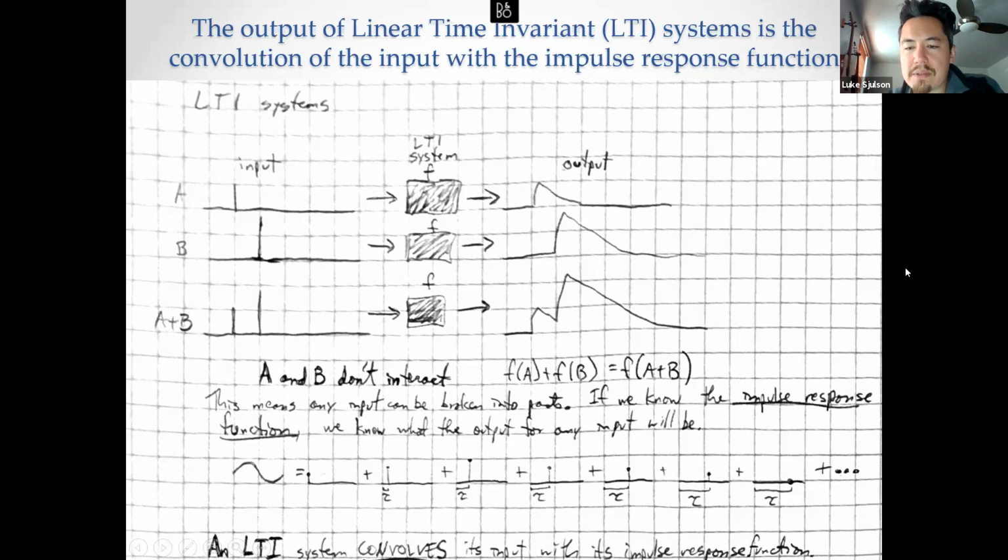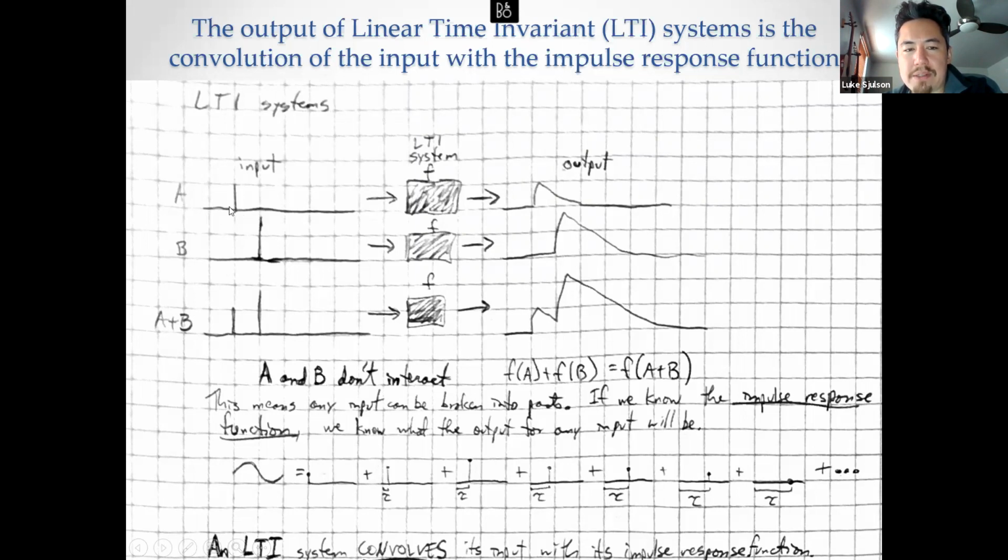What that means is that any input can be broken down into parts, for example, sinusoids. If you were to pass each sinusoid through one at a time, then you would know what the response to the whole input would be. That's what I was saying: if we know what the impulse response function is, we know what the output will be for any input, because you can imagine it broken up into impulses that are shifted in time and scaled in size. Okay, so anyway, that's the notion of convolution.